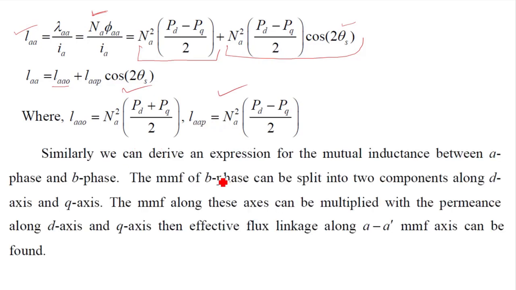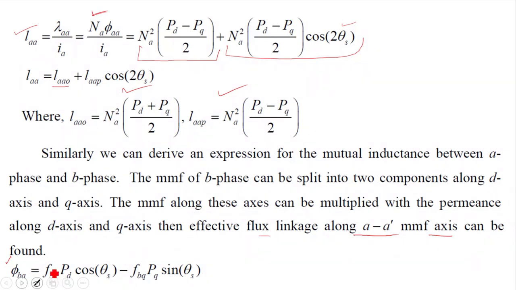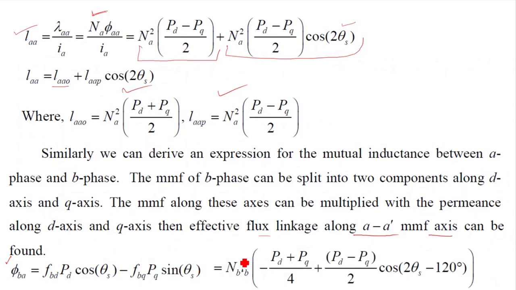So now we can derive an expression for the mutual inductance between phase A and phase B. The MMF of phase B can be split into two components along the D axis and Q axis. The MMF along these axes can be multiplied with permeances along the D axis and Q axis. Then the effective flux linkage along the phase A MMF axis can be found, right? Similarly, we can go ahead with respect to phase B. So therefore, I can write flux linkage in phase A with respect to phase B. So phi BA, I can write FBD PD cos of theta s plus minus FBQ PQ sin theta s. Then substituting all these values, I can find this will be the equation, right?